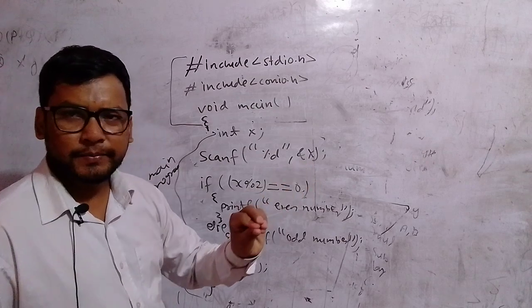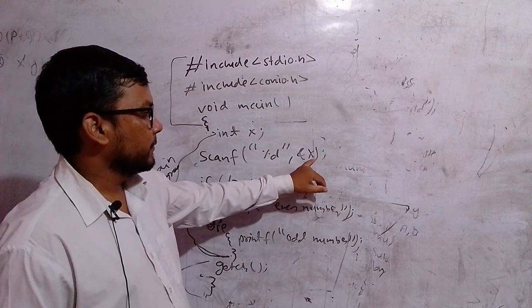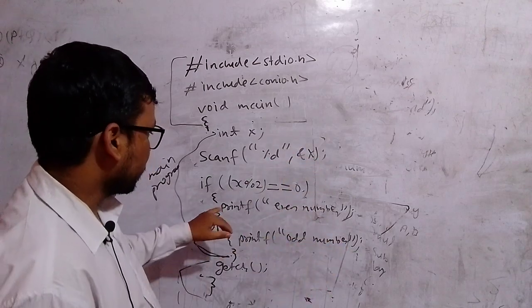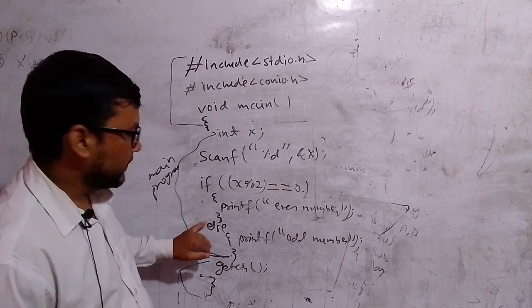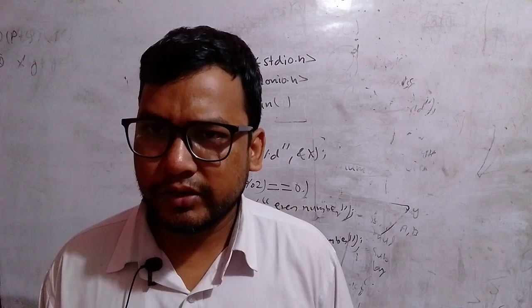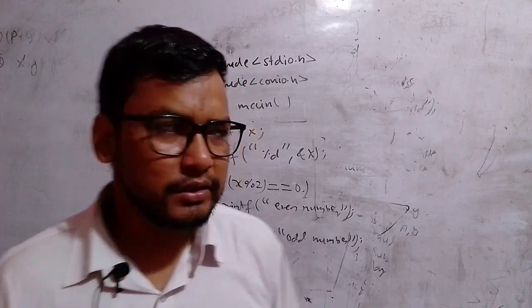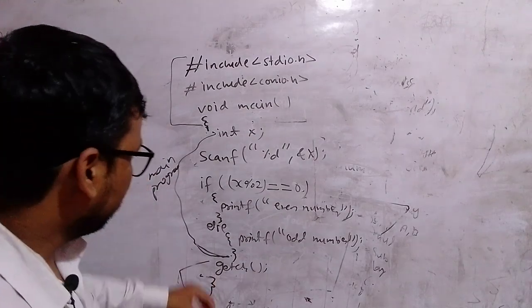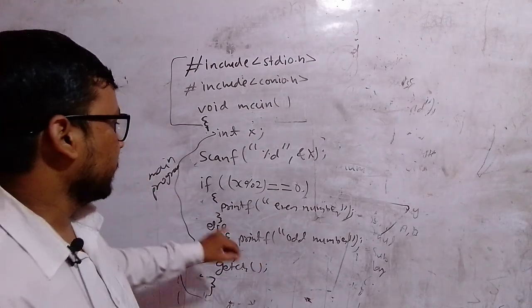That means we need to check whether x division by 2 gives 0 or 1. Now if... else, we'll study this. This is the control statement, the selection statement. We'll study this later, but let me describe it shortly here.